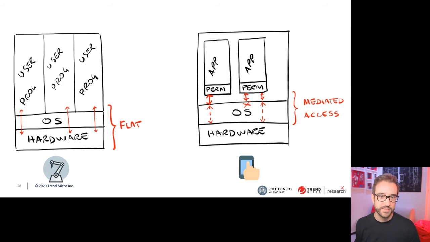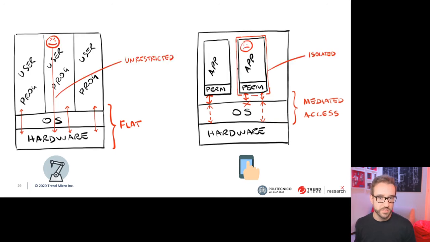And the difference is that on a robotic operating system in general, the OS and the hardware resources are considered as a flat space with no separation, no mediated access. So the user programs can access the entire system. As long as you can run a program, there's no restriction on what you can do. I mean, there is very limited restrictions.